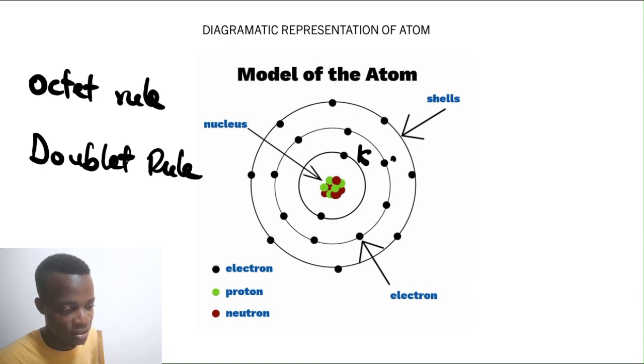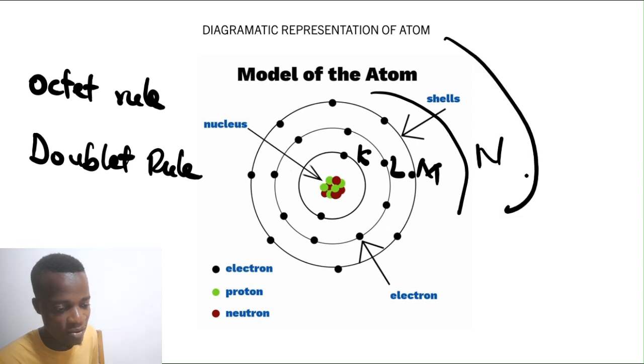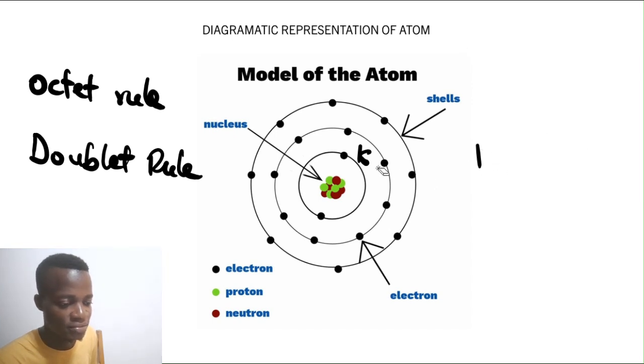This is the K, L, and then M. If there is another shell, we will call it N. If there is another one, O, right? In that order. Okay. But this is what you have to know. The K shell is shell 1. So you count from the inside: shell 1, shell 2, shell 3, going on.